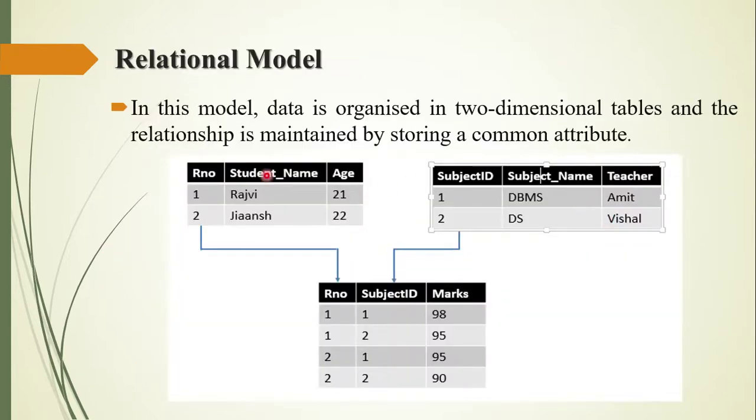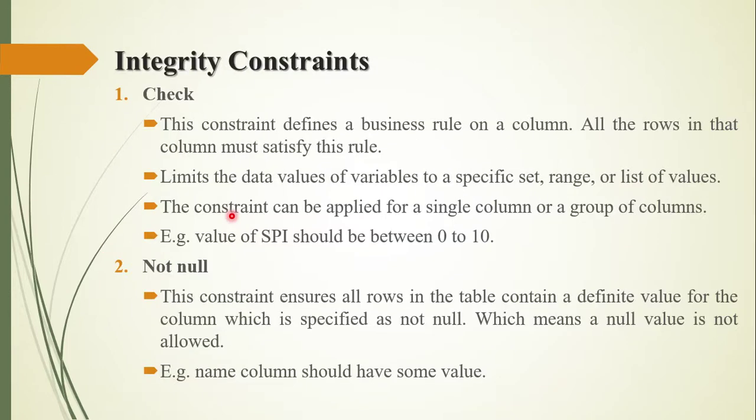So in this table we have three columns. I can apply this constraint on only one column, or I can apply this constraint on multiple columns, that is student's name and age. So I can apply on only one column or a group of columns. Okay. Now for example, check means the value of SPI should be between 0 to 10. So your result is displayed in SPI. So your SPI should be between 0 to 10. Okay, that is the check constraint. And suppose I have a database of students in which one column is SPI. The SPI should be between 0 to 10.